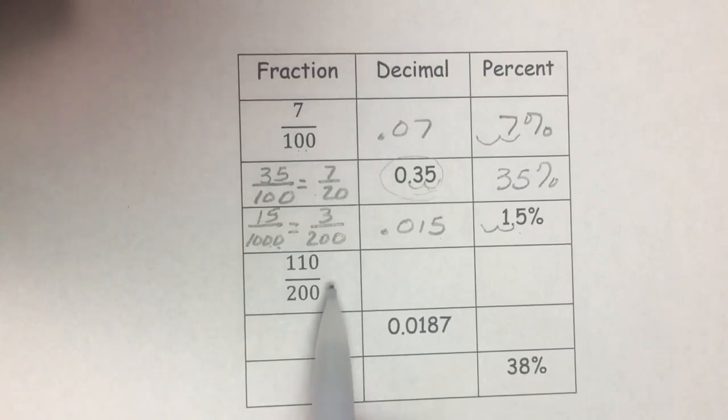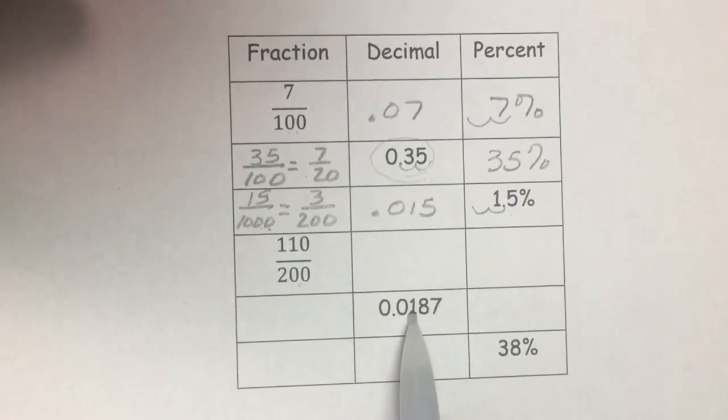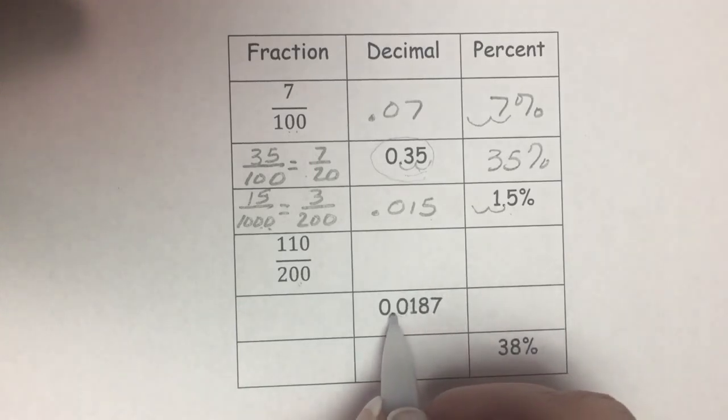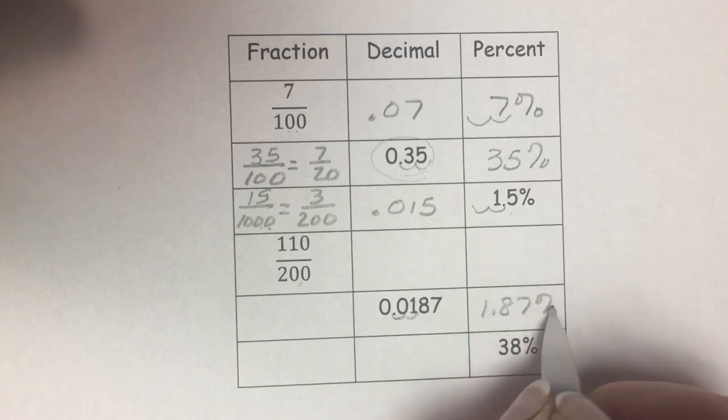Let's skip the next one just for a minute. We're going to come back to it, don't worry. But that one's probably the most difficult one of the whole thing. So let's go ahead and skip this one and go down to this guy. So if I want to change this to a percent, right now it's a decimal, I'm going to move it over 2 places to the right. So that would be 1.87%.